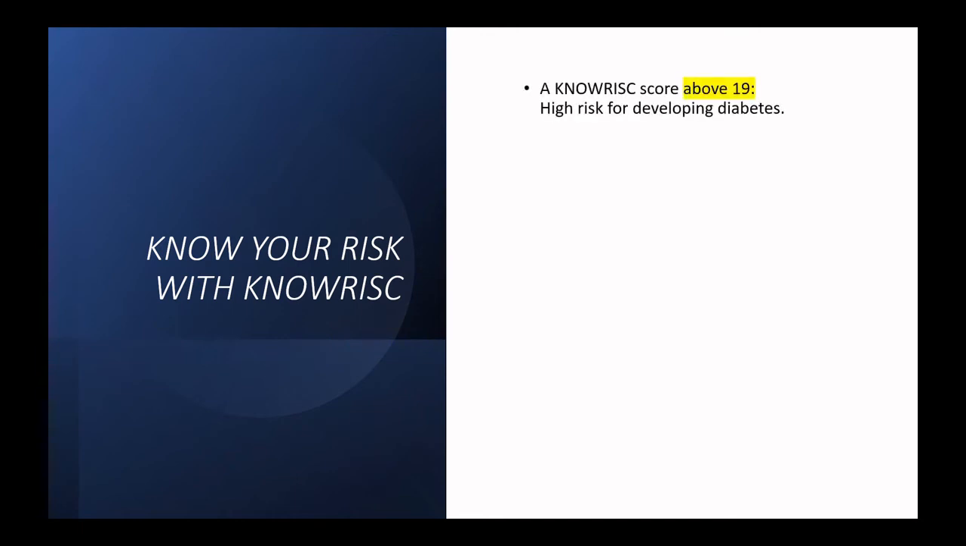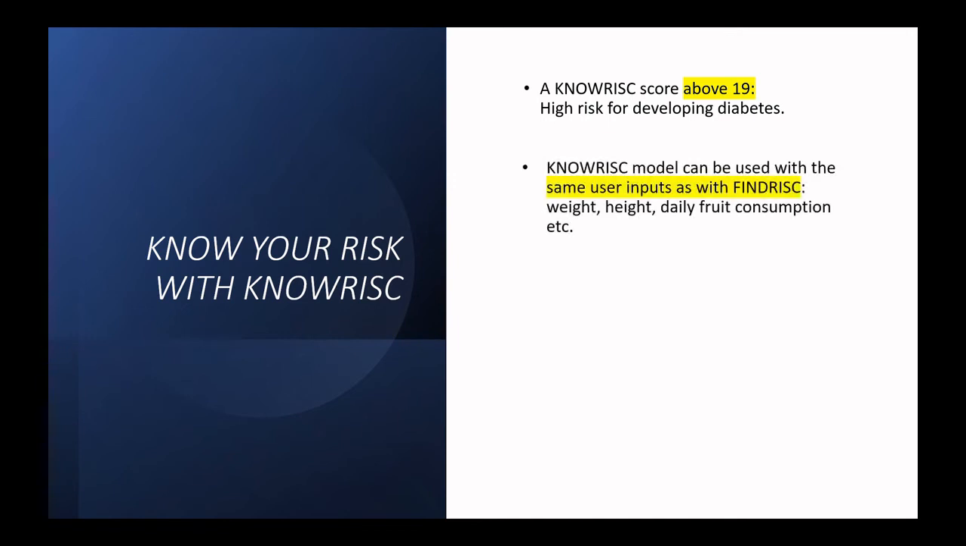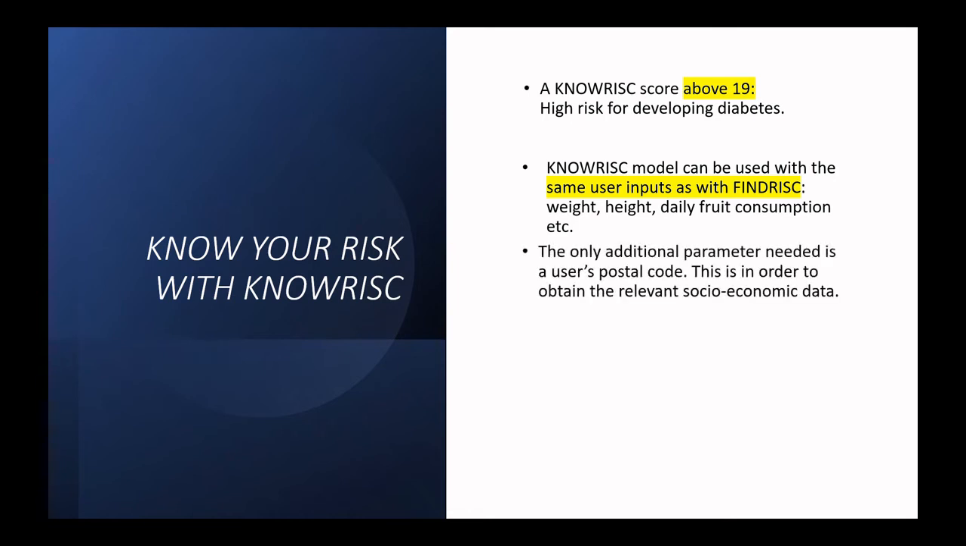The Knowrisc model outputs a score. This score is easy to interpret. If it's above 19, the person has a high risk for developing diabetes. The Knowrisc model can be used in the same manner as the Knowrisc model, meaning that it has all the same inputs: weight, height, daily food consumption, and so on. The only additional parameter that the Knowrisc model needs, that the Knowrisc model doesn't have, is a postal code. This is in order to obtain the relevant socioeconomic data.